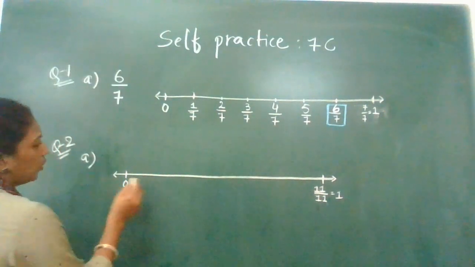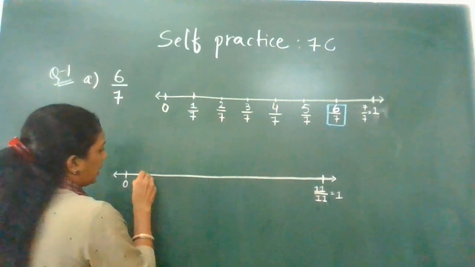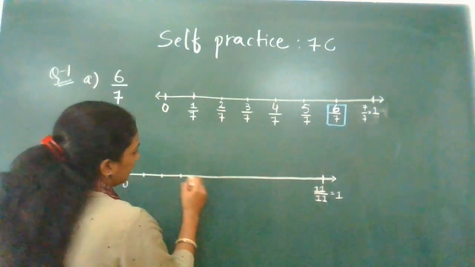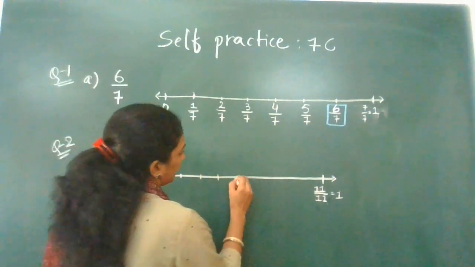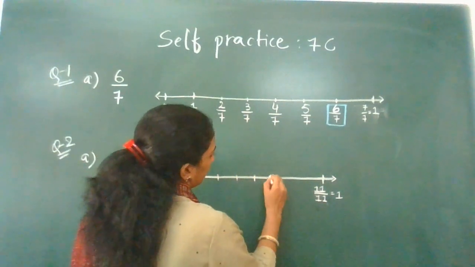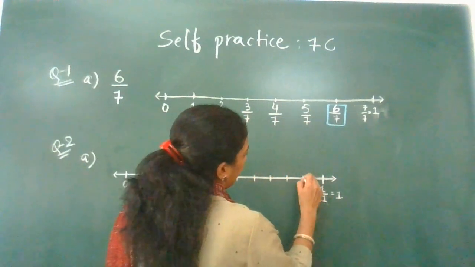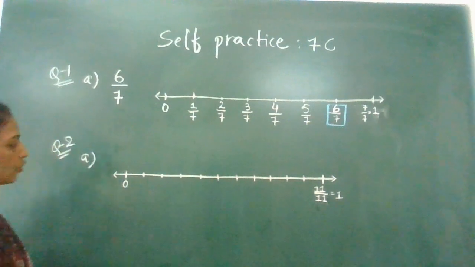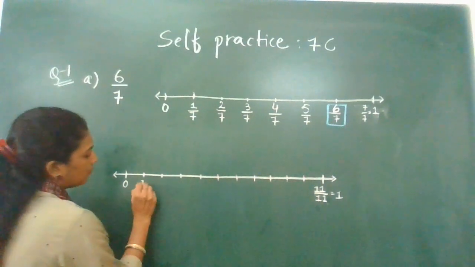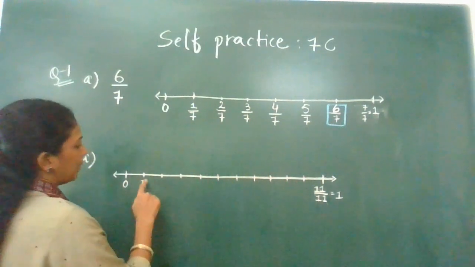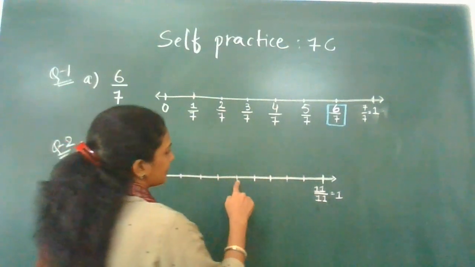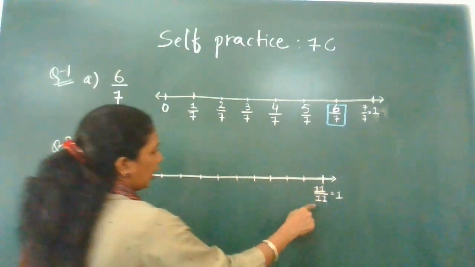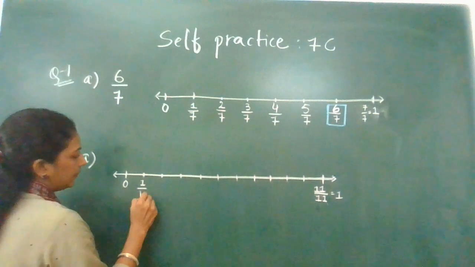Okay, so here is a 0, here is a 1, 2, 3, 4, 5, 6, 7, 8, 9 and 10. Okay, so now this is what will be my denominator. There are 11 parts: 1, 2, 3, 4, 5, 6, 7, 8, 9, 10, 11. So my denominator is 11.